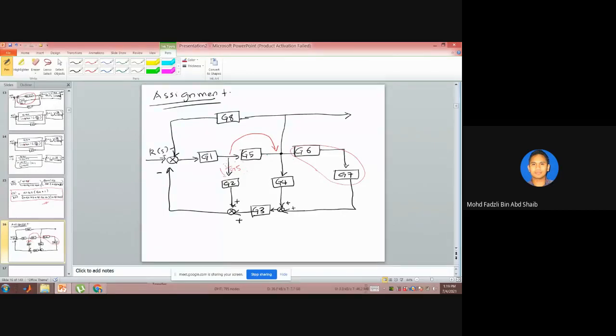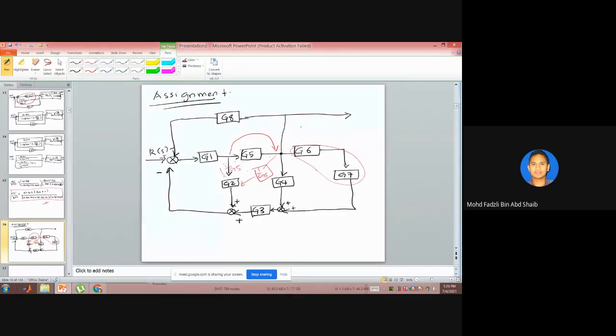This point will become this point, right? It's like this, 1 over G5. When we move this into this, then we can combine everything together. We can get the answer. The answer is ridiculous because it's so long. But I need to see the method. The method is correct means your answer is correct.